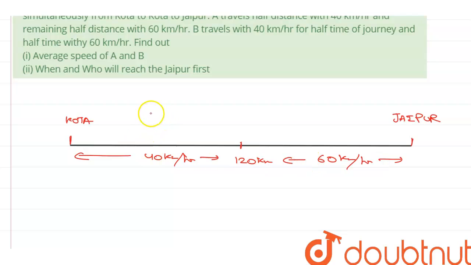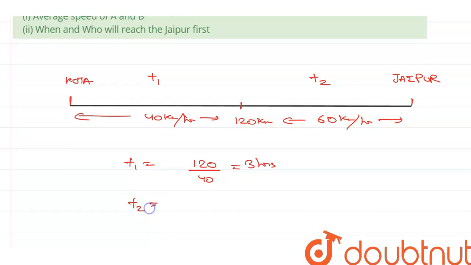Let's say the time in covering the first 120 kilometers is T1 and the second 120 kilometers is T2. So T1 will be equal to 120 upon 40, which is equal to 3 hours, and T2 will be equal to 120 upon 60 is equal to 2 hours.